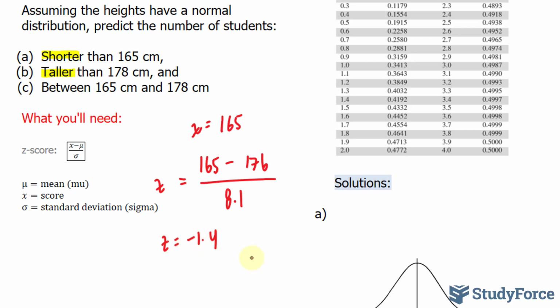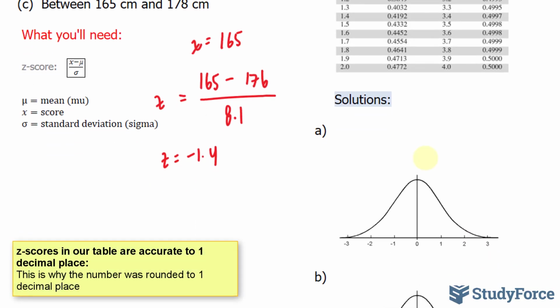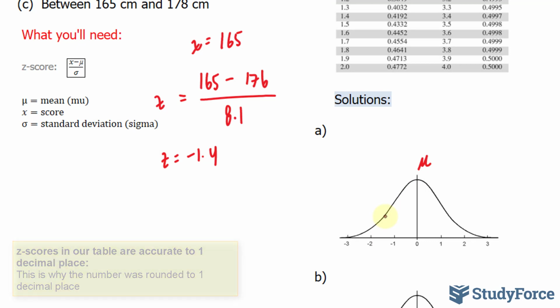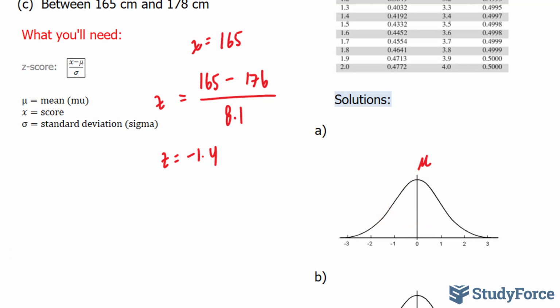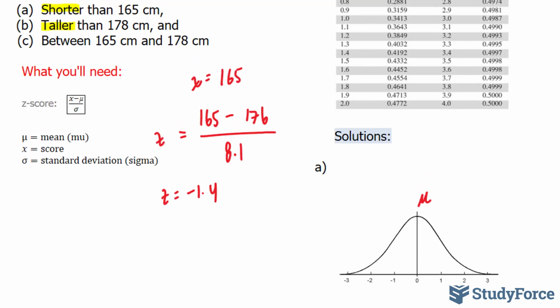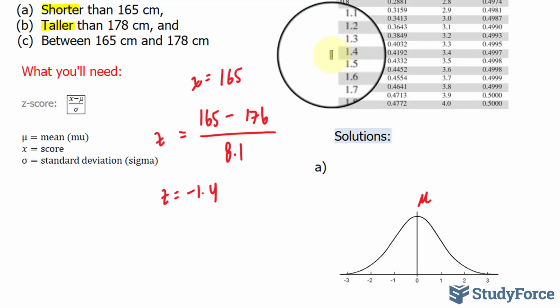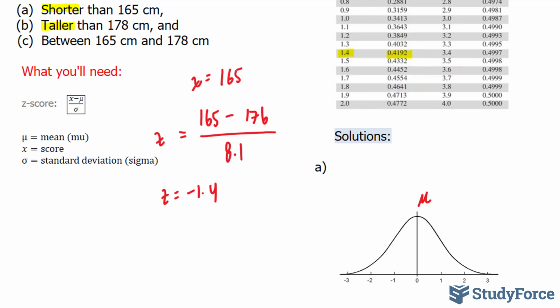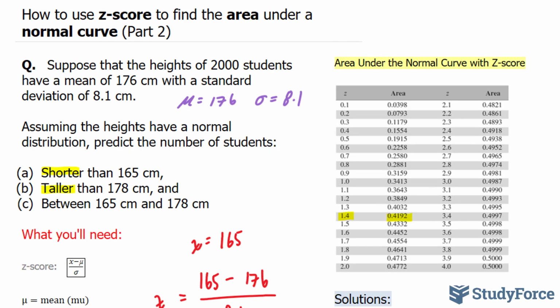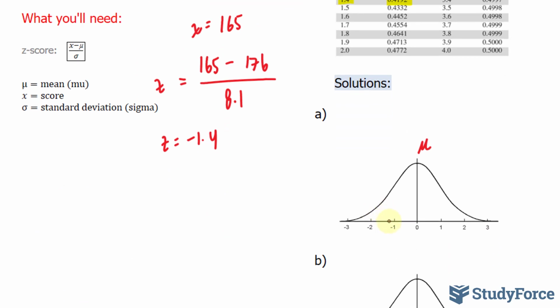So what does negative 1.4 mean? Well, take a look at your normal curve. This is our average. Negative 1.4, given that it's negative, means that this z value occurs to the left of the average. So what we can do is locate the absolute value of this, 1.4, from the chart. And 1.4 has a value of 0.4192. Negative 1.4 should be somewhere along here. And the area from here all the way to the mean is 0.4192. So I'll just draw in the area.